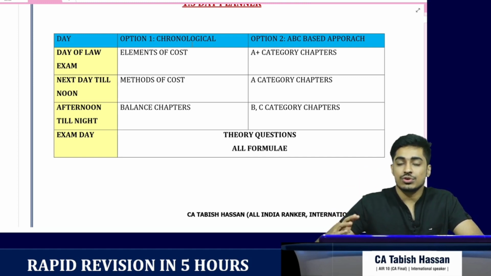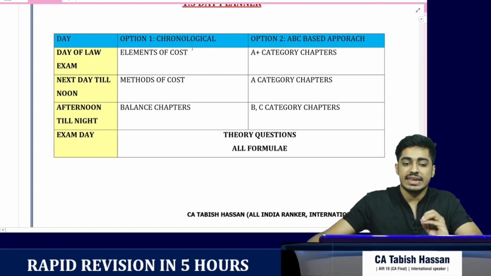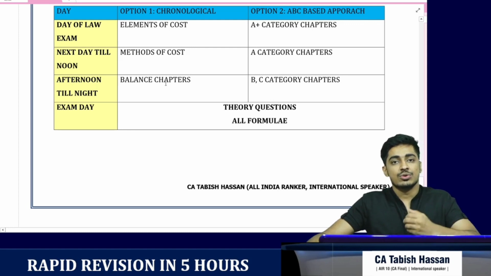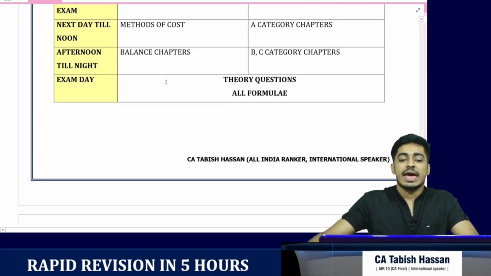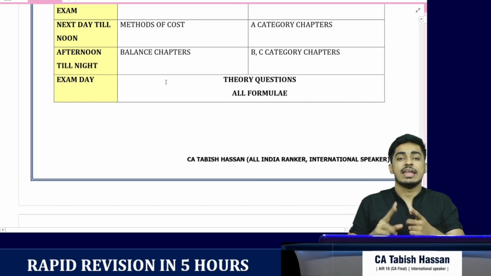Okay, so if you're doing it on a chronological basis, on the day of law exams, do all the elements of cost: introduction, material, labor, overheads, and ABC. And next day, do all the methods of costing. Okay, all the different methods of costing. Then from afternoon to night, do all the balanced chapters. Okay, and on the day of exams, have a look at theory questions again and have a look at all the formulas again.